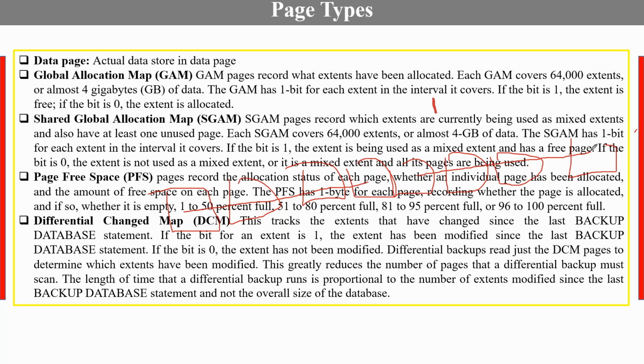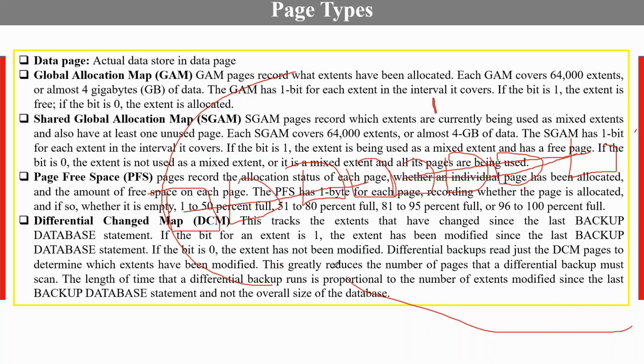Now I hope you got it, sir. Who is tracking? SGAM. SGAM will track whether that extent is completely consumed with data, or that extent contains some free space. If that extent contains free space, when you perform an insert operation, it will try to load the data into the 5th page. If there is no space, it will get an extent again from the GAM page and load the data there. Now everyone clear, sir? Yes? No?